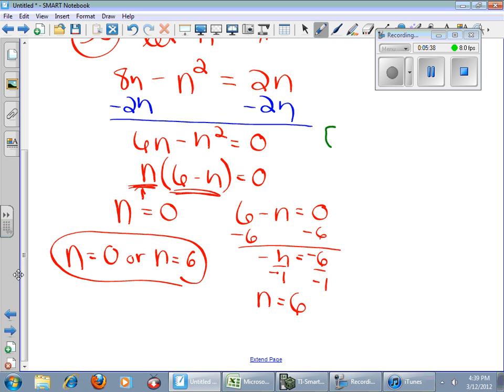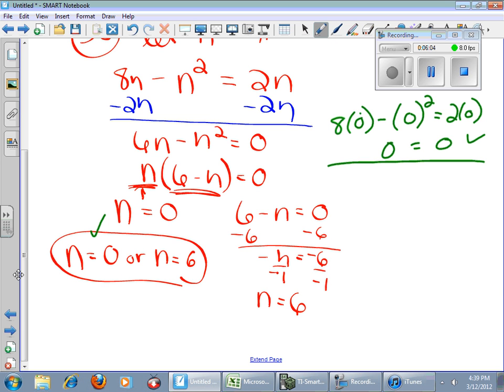I'll do 6 times 0 minus 0 squared equals 0. And of course, oh, I should back up. I shouldn't test it with that line. I should start with the previous line. Sorry about that. I'm going to do 8 times 0 minus 0 squared equals 2 times 0. And of course, you should see that you get 0 equals 0, which is a true statement. So that one checks.